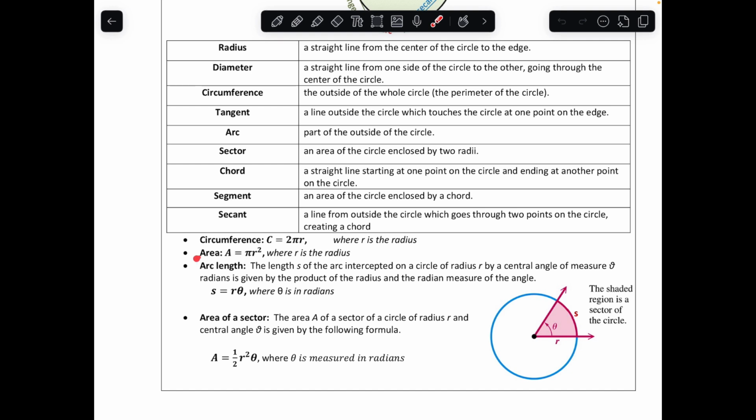Now we can take a look at the area. The area of a circle is just pi r squared, where r is the radius. And then we might look at the area of a sector. What do I mean by a sector? A sector is just a portion of the circle. So instead of the area of the whole circle, it's the area of one of these little slices. The equation for this is that the area of a sector is 1/2 times r squared times theta. And again, we have to take note that theta needs to be in radians. So, with all that said, let's go ahead and try out a few problems.